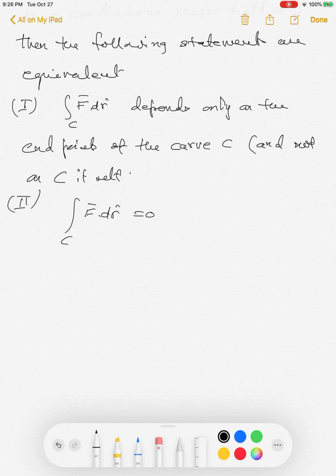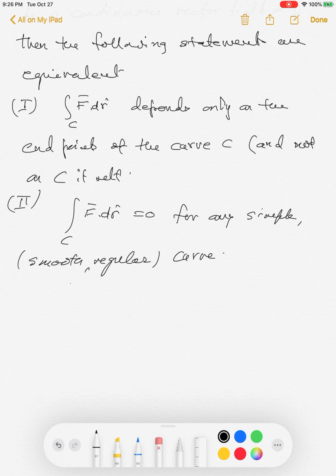What is that equivalent to? This is equivalent to saying that the integral of f bar dot dr bar over a closed curve is always 0, for any closed curve. Let me add the word, when I talk about a curve, I am always assuming that the curve is smooth and regular. So any simple, smooth, regular curve.